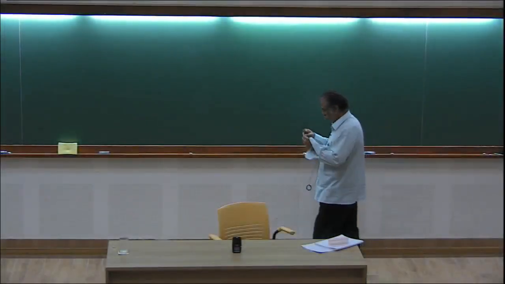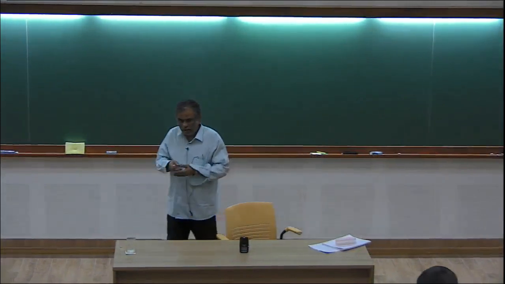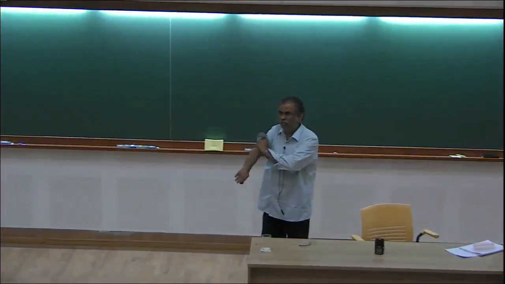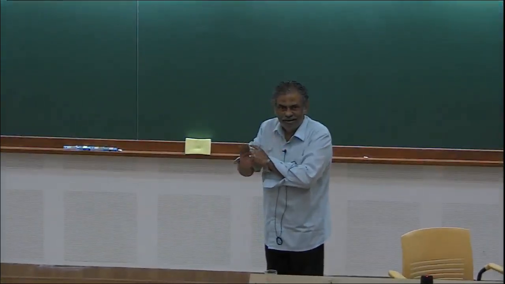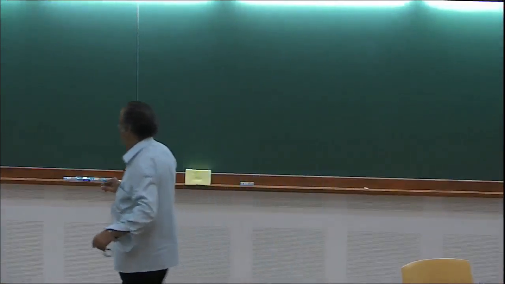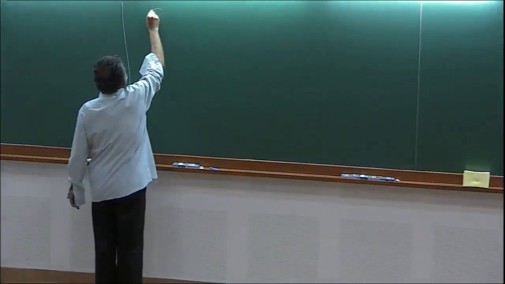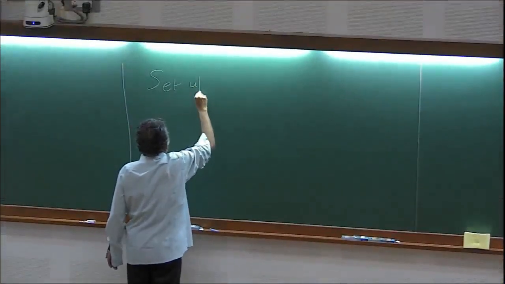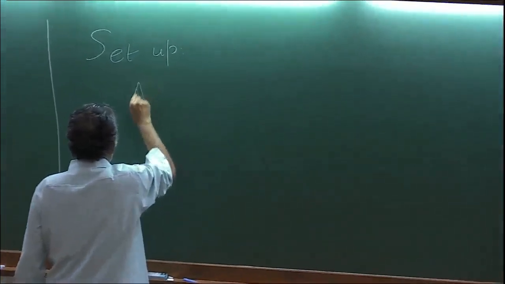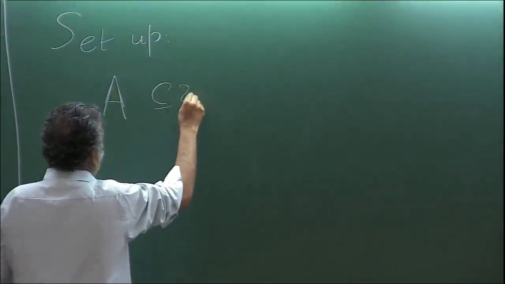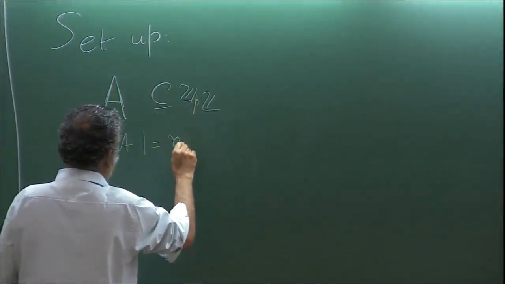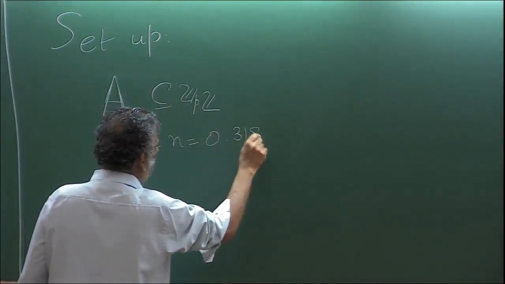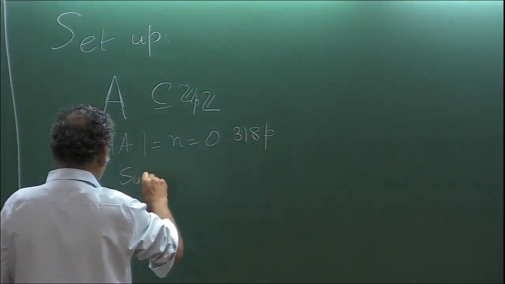Okay, let's start. First of all, let's recall whatever I did yesterday for a few minutes. Particularly, I realized that some of the letters which I wrote a little smaller. Therefore, this is a setup. You have a set A contained in Z over P Z, whose cardinality is N, which is 0.318p, and it is sum-free.